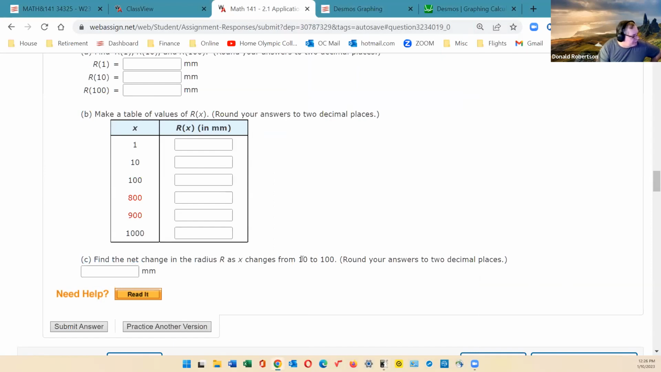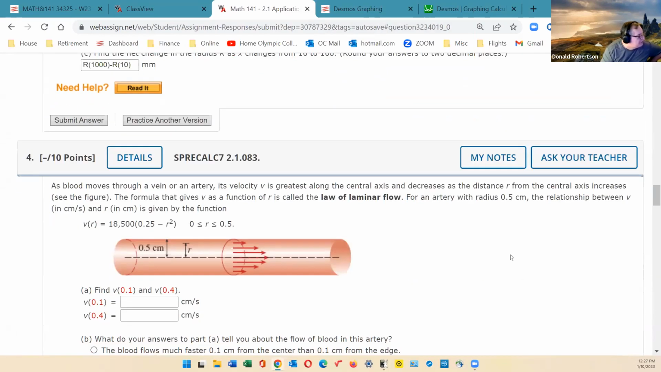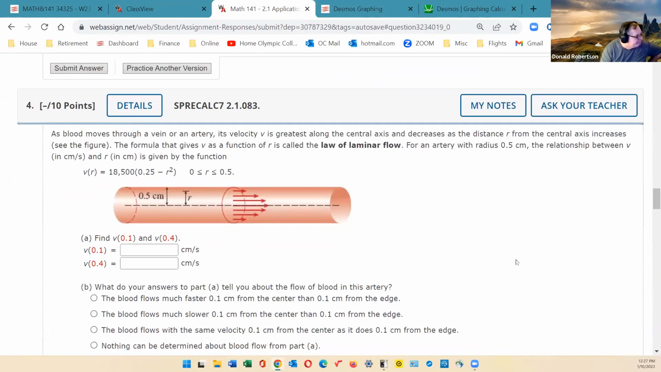And in this case, you have to be careful. It's 10 to 1,000. Right? So you would put in the brightness at 1,000, whatever that happened to be, take away the R value when the brightness was 10, and round that answer to 2 decimal places, and you are good to go.